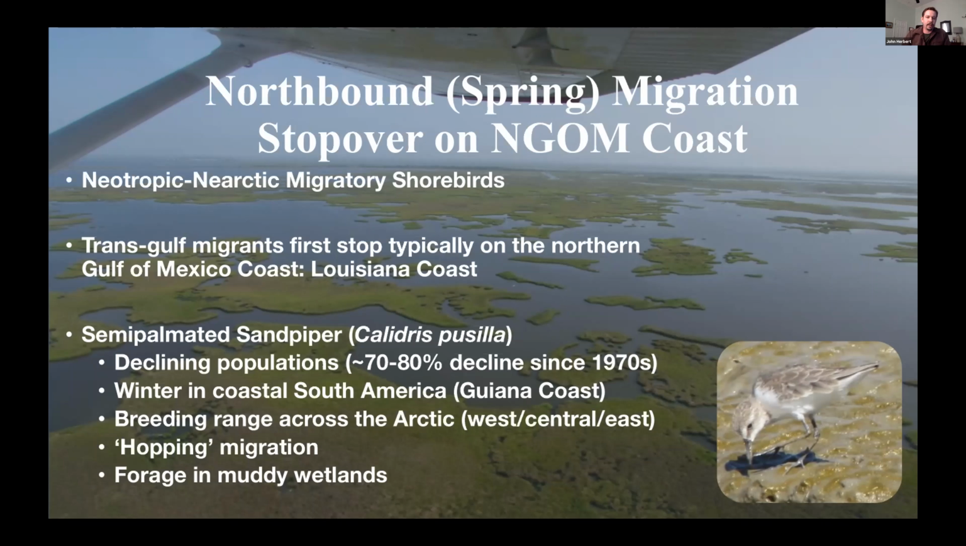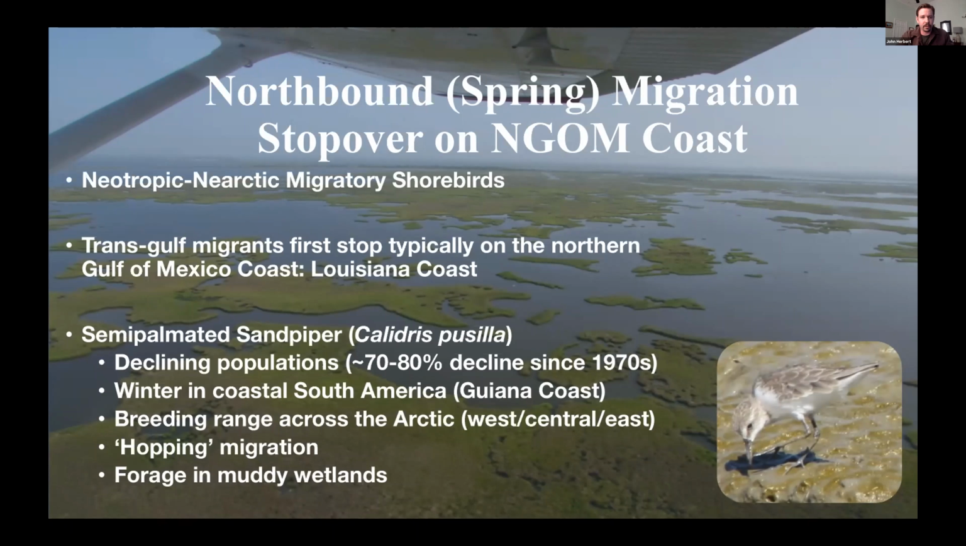And as they're migrating, they take several hops. So they're short distance hops, compared to the longer migratory migrations like a red knot. So they'll make many different stops while migrating through North America. So after a trans-Gulf flight, they're going to stop on the Gulf of Mexico coast. And they like to forage in these muddy wetlands, which can be limited on the Gulf Coast.